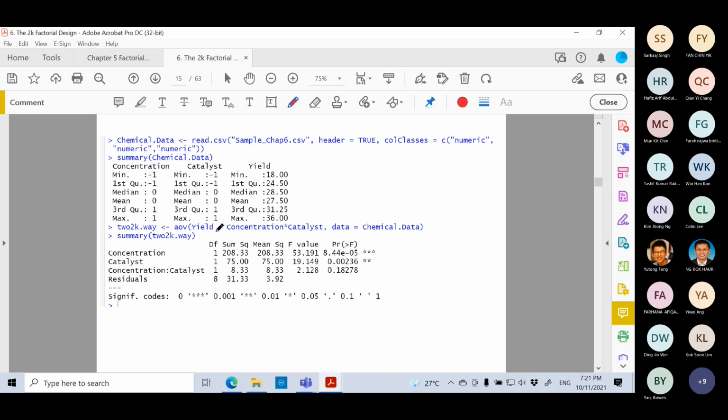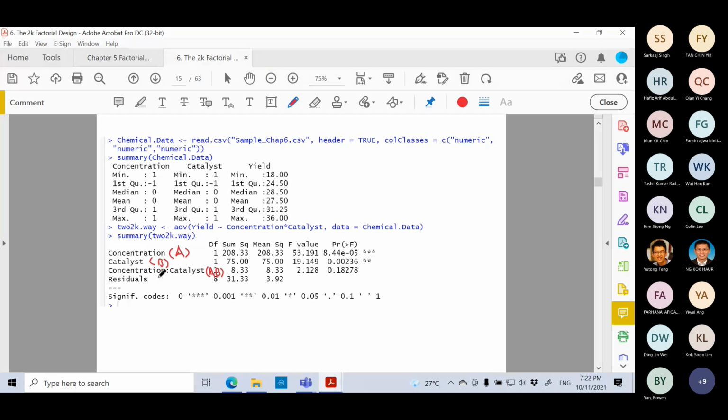Then of course my final answer I want to get is an ANOVA table, even though it's a 2 power of 2 factorial design. So this is the ANOVA table. After I do the calculation, I will get the sum of square for concentration, which we refer to as A here, 208.33. This one I refer to as factor B. This one I refer to as AB. So we have factor A, factor B, factor AB, sum of square, and then finally your residue.